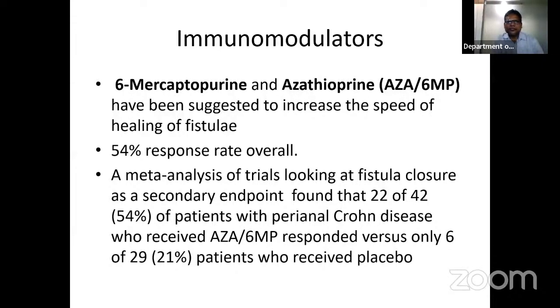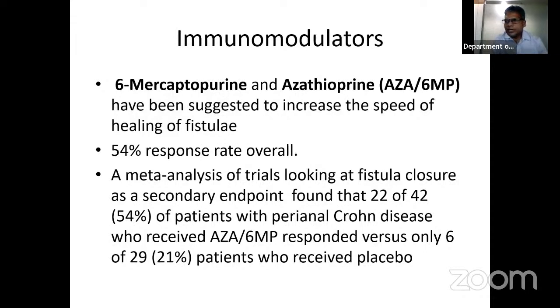A meta-analysis of trials looking at fistula closure as a secondary endpoint found that 22 of 44 patients, that is 54% of patients with perianal Crohn's disease who received azathioprine or 6-mercaptopurine responded, versus only 6 of 29 patients, that is 21%, who received placebo.